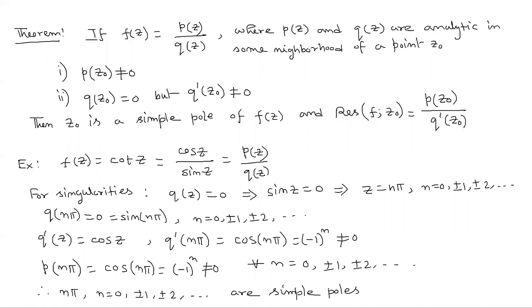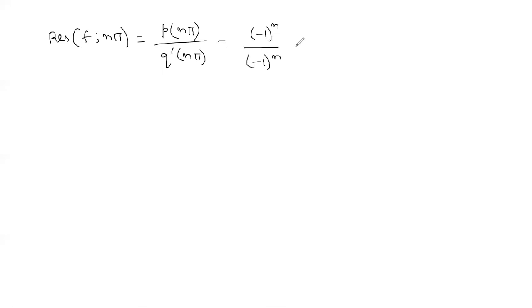Now, the residue of the function f at the point n pi is equal to p of n pi divided by q dashed of n pi, which is equal to minus 1 power n by minus 1 power n, which is equal to 1.